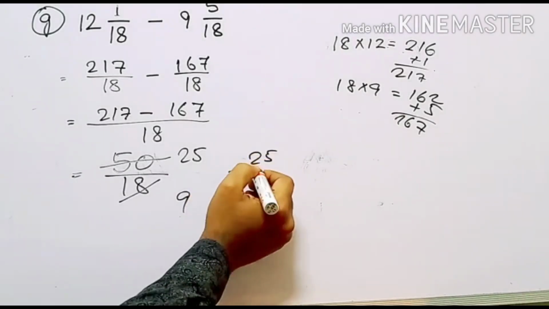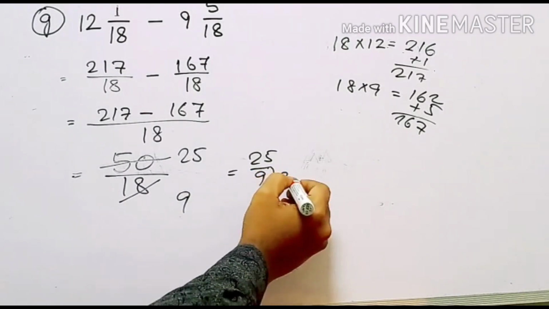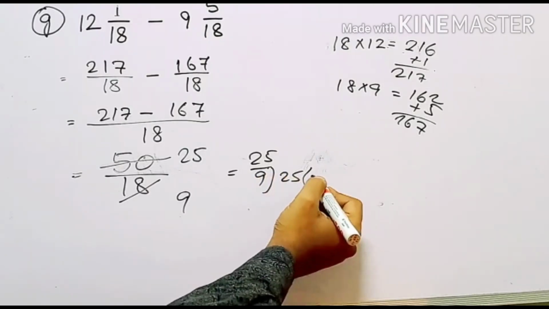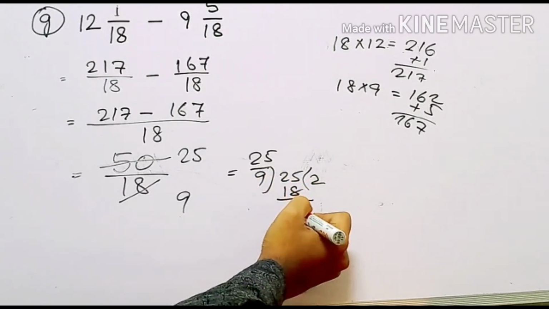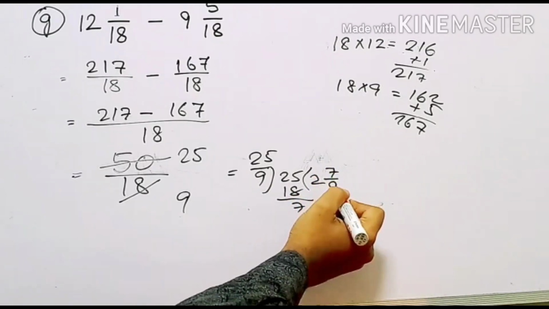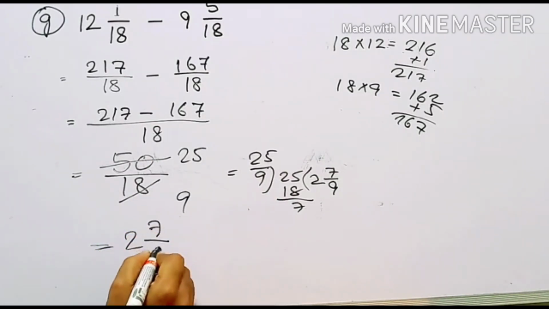Now 25 by 9. Now divide this to make it into the mixed fraction. Now your answer is 2 7 by 9.